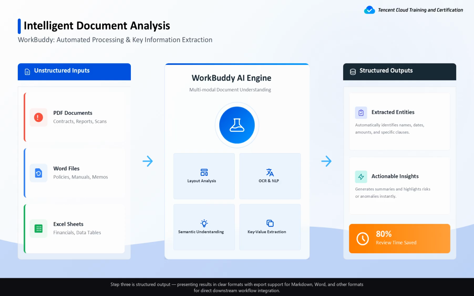Step 3 is structured output, presenting results in clear formats with export support for Markdown, Word, and other formats for direct downstream workflow integration. Document processing is not simple text extraction, but genuine semantic understanding, capable of answering questions requiring reasoning, such as what the core conclusions of a report are or which contract clauses warrant special attention.